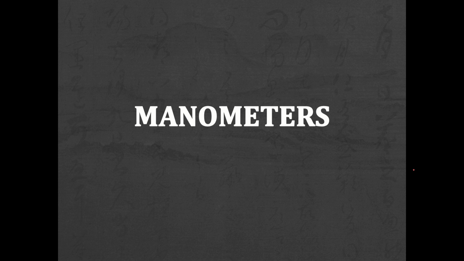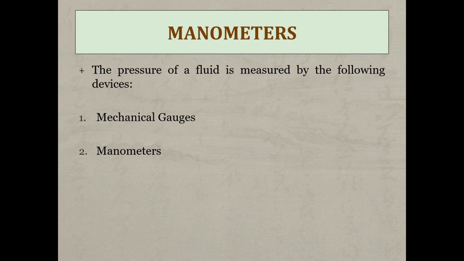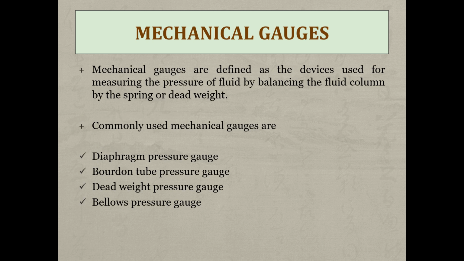So in this video we will discuss manometers. In this particular video I'll be explaining simple manometers, and I'll do another video on differential manometers. Before I move to manometers, I'll talk about the devices which are used for calculating fluid pressure at a point. We have two devices, which are mechanical gauges and manometers. First of all, coming to mechanical gauges.